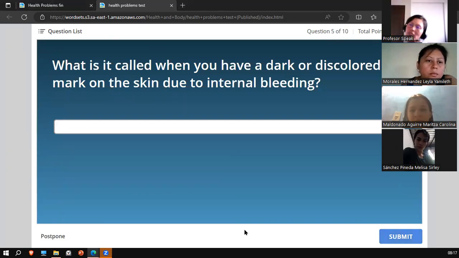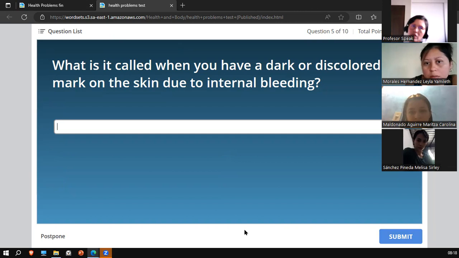So guys, what is it called when you have a dark or discolored mark on the skin due to internal bleeding?